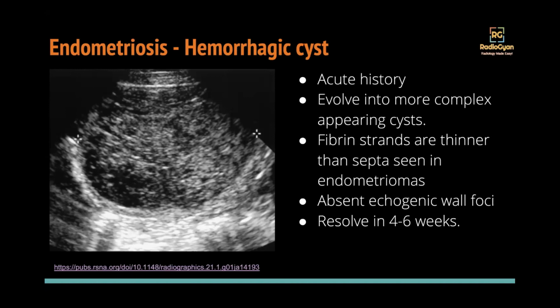The other important point, as I said, these will not have those echogenic wall foci, and they will resolve in 4 to 6 weeks. And from a history perspective, these patients will have an acute history. As I told you, whenever you hear the word endometrioma, the first thing that should come to your mind is chronic pain. So if you have an acute history and you don't see those echogenic wall foci, this would more likely be a hemorrhagic cyst. But you don't stop there. You always recommend ultrasound in 4 to 6 weeks to confirm that this has resolved.